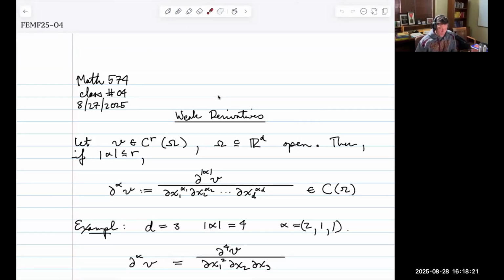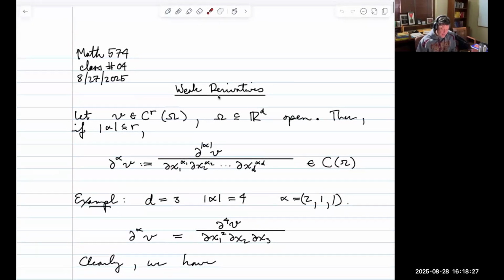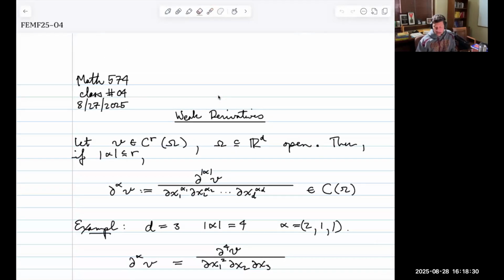And I want to talk to you about something called weak derivatives. So it turns out that, of course, for finite elements, we're talking about doing approximations of solutions to partial differential equations. And partial differential equations involve partial derivatives. Partial derivatives come in many different flavors, right? So I'm first going to tell you my general philosophy about taking partial derivatives whenever the domain of the space is a subset of R^d. We're going to call that subset usually omega.